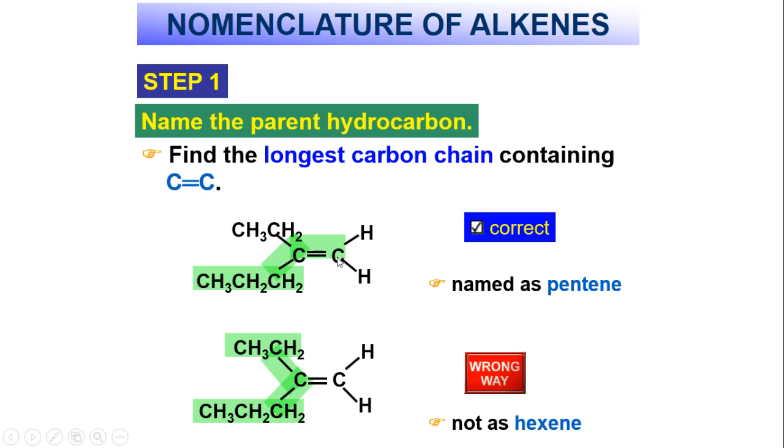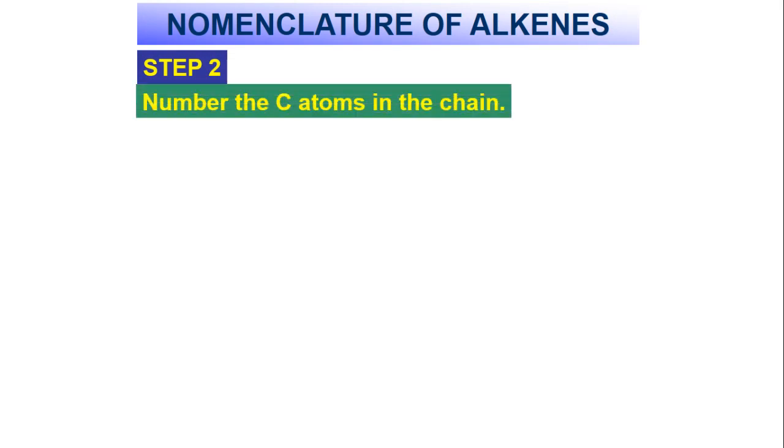Are you going to start from here, or are you going to start from the other side? So this is where step 2 comes in. Step 2: you number the C atoms in the chain. You don't just number them; instead, you follow a certain rule.